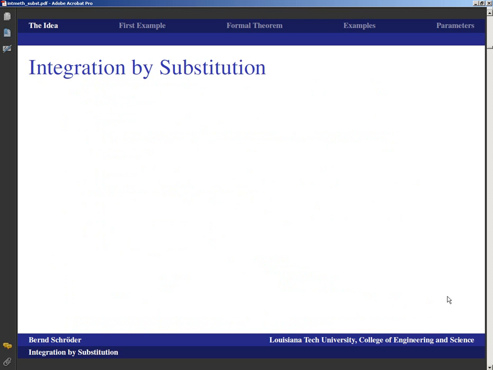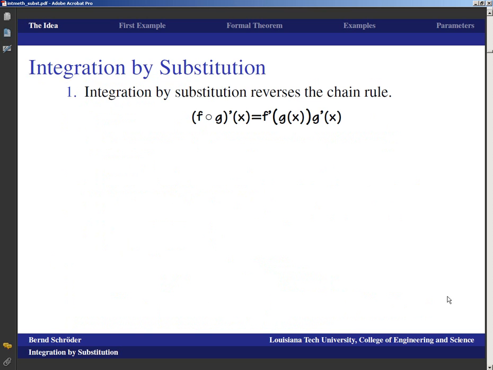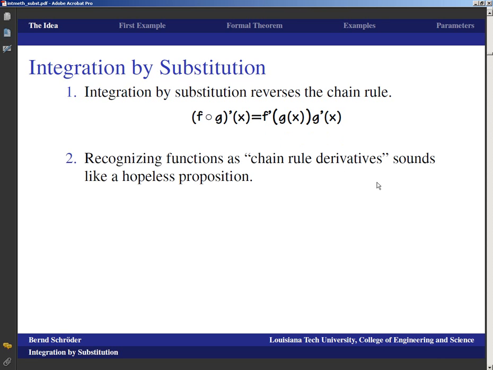So let's see. Integration by substitution. The idea for integration by substitution is basically that we want to reverse the chain rule. Now, remember, the chain rule was that the derivative of a composition was the derivative of the outer function evaluated at the inner function times the derivative of the inner function. Well, recognizing functions as such chain rule derivatives, that sounds pretty hopeless, because that's an awful lot of stuff that just has to line up right, and even if it lines up right, we might not even be able to see it right. So let's take a step back and realize that compositions themselves are easier to detect.